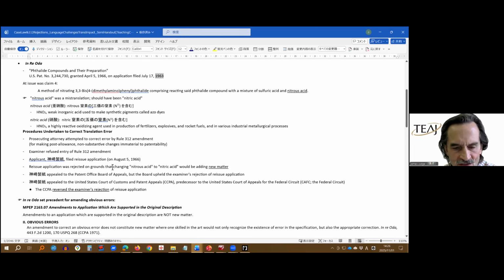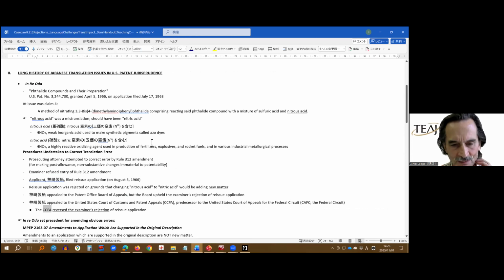The predecessor, you'll see in the slide in just a moment, but the predecessor to the Federal Circuit was called the CCPA, the Court of Customs and Patent Appeals. But before I jump to that, I have it here. I'm sorry, the United States Court of Customs and Patent Appeals, CCPA, predecessor to the Federal Circuit. I have it there, not in the slide. But anyway, let me just talk very briefly about the translation issue. I think it's rather fascinating.